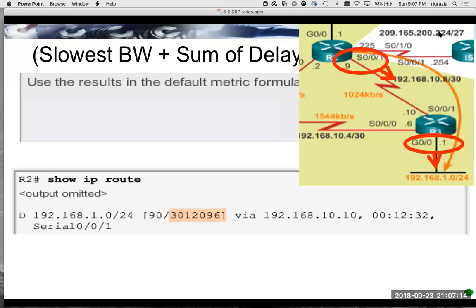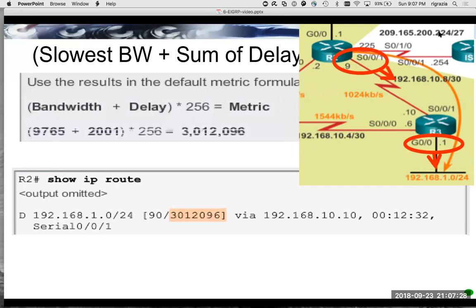So let's take a look. We said we're going to take our bandwidth plus delay, and EIGRP does another thing. It then multiplies it all by 256. Glad we don't have to do this in our head, right? We said our bandwidth was 9765, the slowest bandwidth. The sum of the delays, that calculation was 2001. We multiply it by 256 and take a look. That's the value we see in the routing table when we do show ip route. That's the metric. So we come up with 3,012,096. That's where that number comes from.